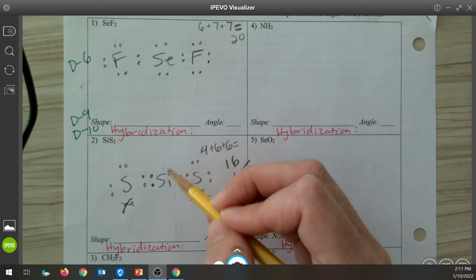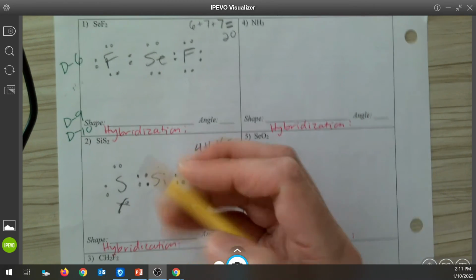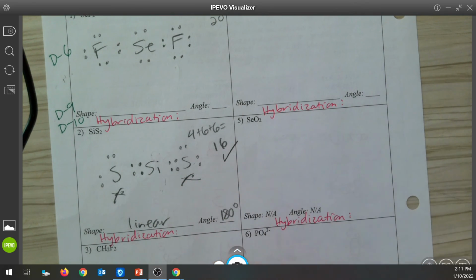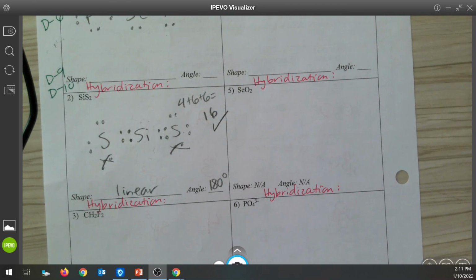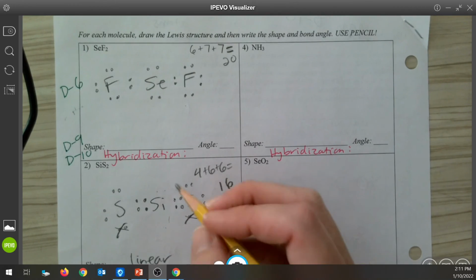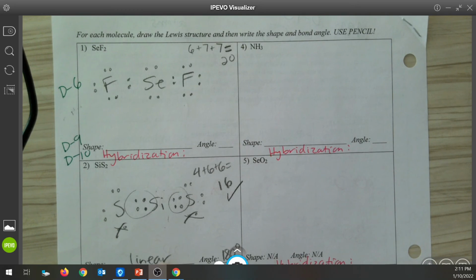There's no lone pairs on the central atom. There's just one satellite atom here, one satellite atom here. It's going to be linear. And the angle of a line is 180 degrees, okay? I'm going to jump to number 6. I'm going to post the answer key for 3, 4, and 5, okay? And oh, the hybridization here, sorry. Hybridization is just sp. There's 2 areas of electron density.